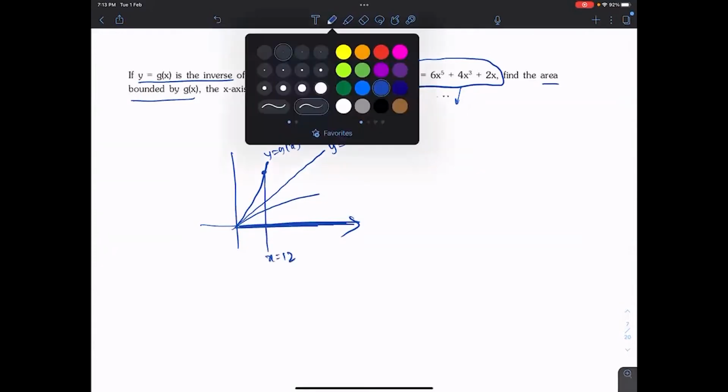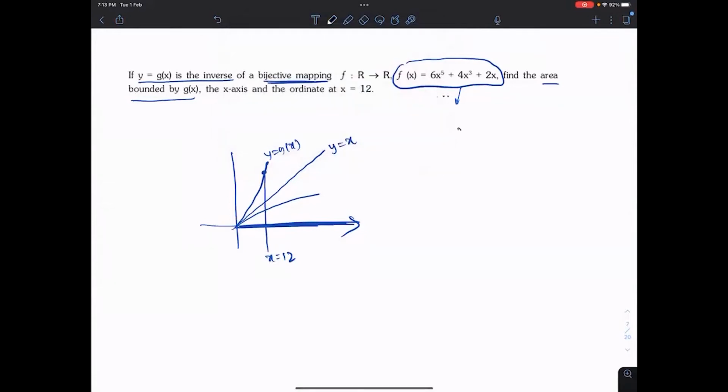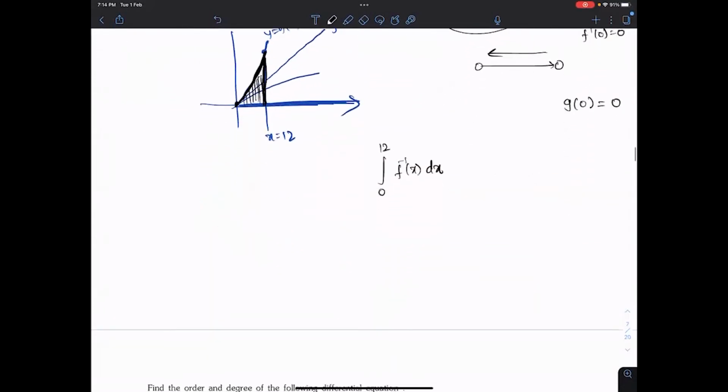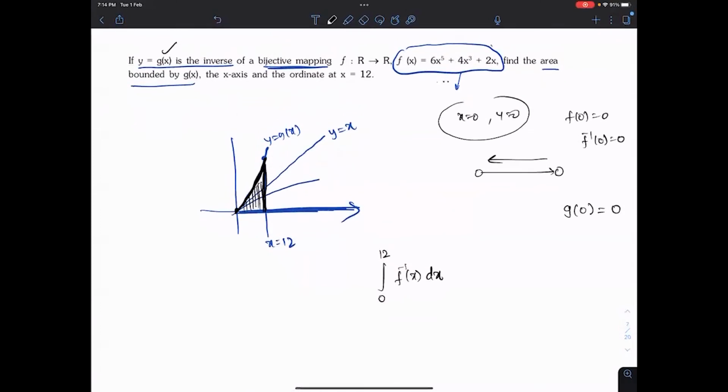Now you can see clearly that if x is 0, y is 0 for this graph. So 0 will map to 0. That is, f of 0 is 0, so f inverse of 0 will also be 0. Since g is the inverse, if you input 0 to the inverse function, you get 0 only. So the inverse graph will pass through the origin. From 0 to 12, we need the area. So I can write the integral from 0 to 12 of f inverse of x dx. This is what we need to find, and we know what f of x is.